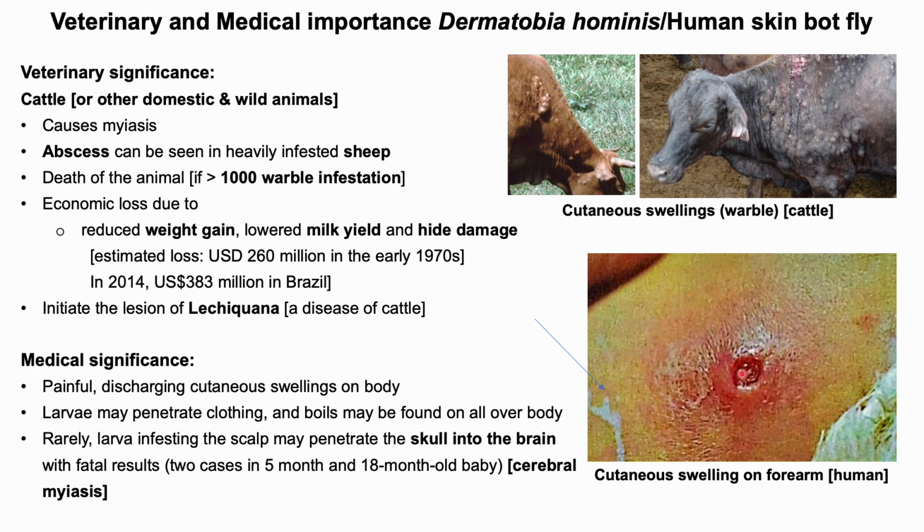The observed lesions are painful, discharging cutaneous swellings, found on the body but more commonly on the extremities of the limbs and the scalp. Fatal cerebral damage occurs if larvae penetrate the skull and migrate to the cranial cavity in the case of young children.